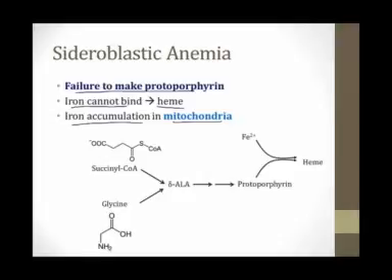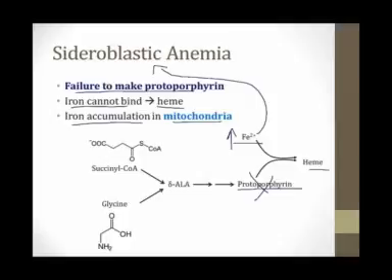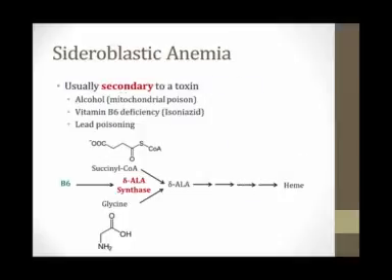Shown on the screen are some of the steps in formation of heme, and recall that the final step is combining protoporphyrin with iron to make heme. So if there's not enough protoporphyrin around, the iron level will rise and iron will accumulate inside of red cells, and that leads to the formation of sideroblasts. Usually sideroblastic anemias occur secondary to some toxin, so let's talk about some of the common toxins that lead to this problem. First of all is alcohol.